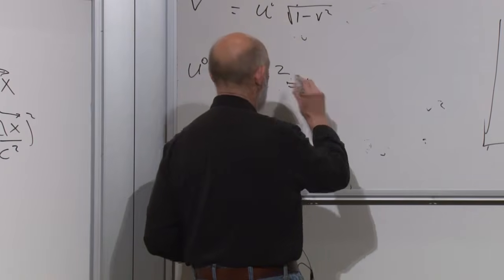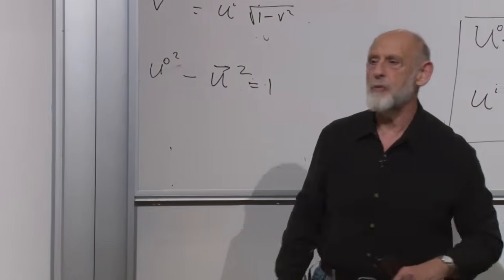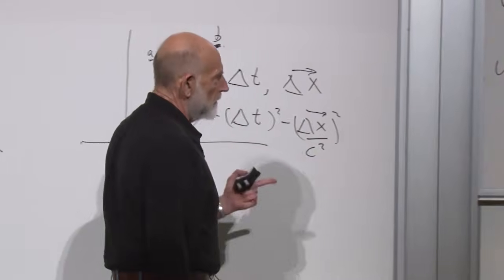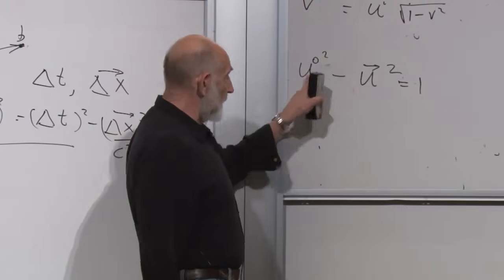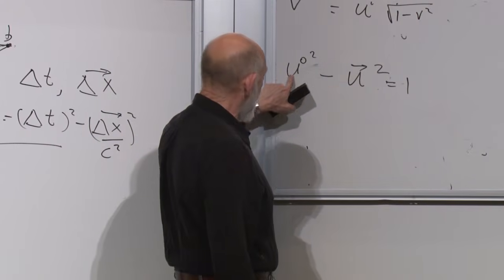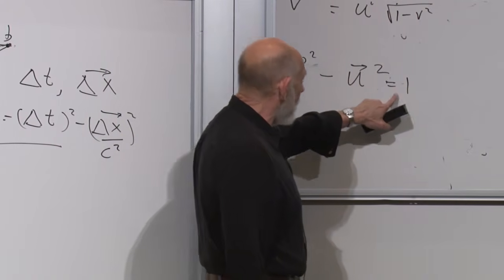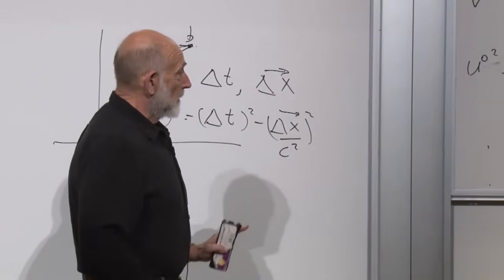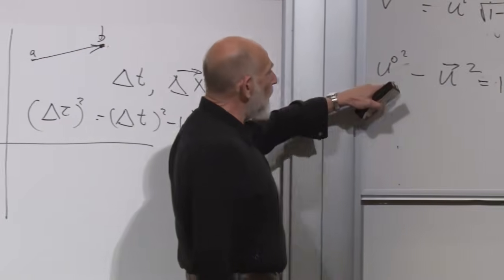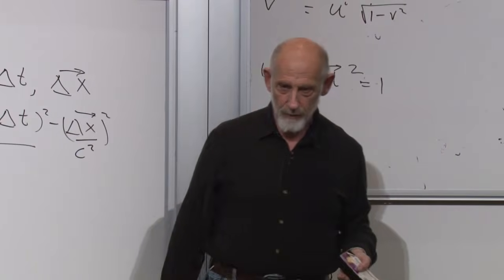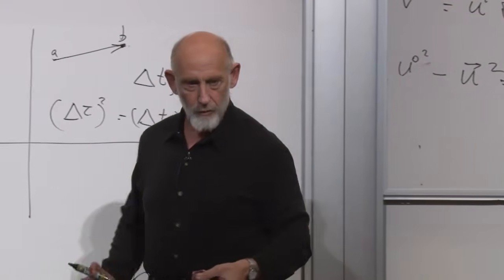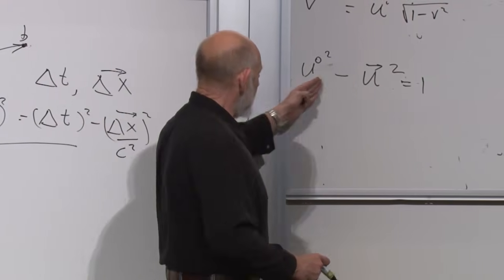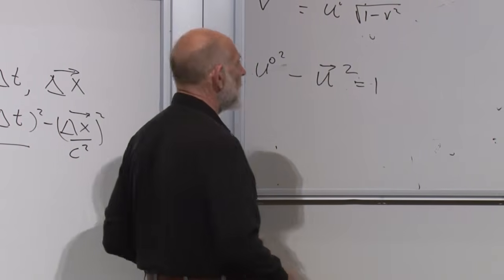So for all 4-velocities, no matter how fast the particle is moving or not moving, the difference of the squares of the components, time component and space component, is always equal to 1. And that's why there are not 4 independent components of the 4-velocity. Only 3 independent components. They're related by a single relationship like this.